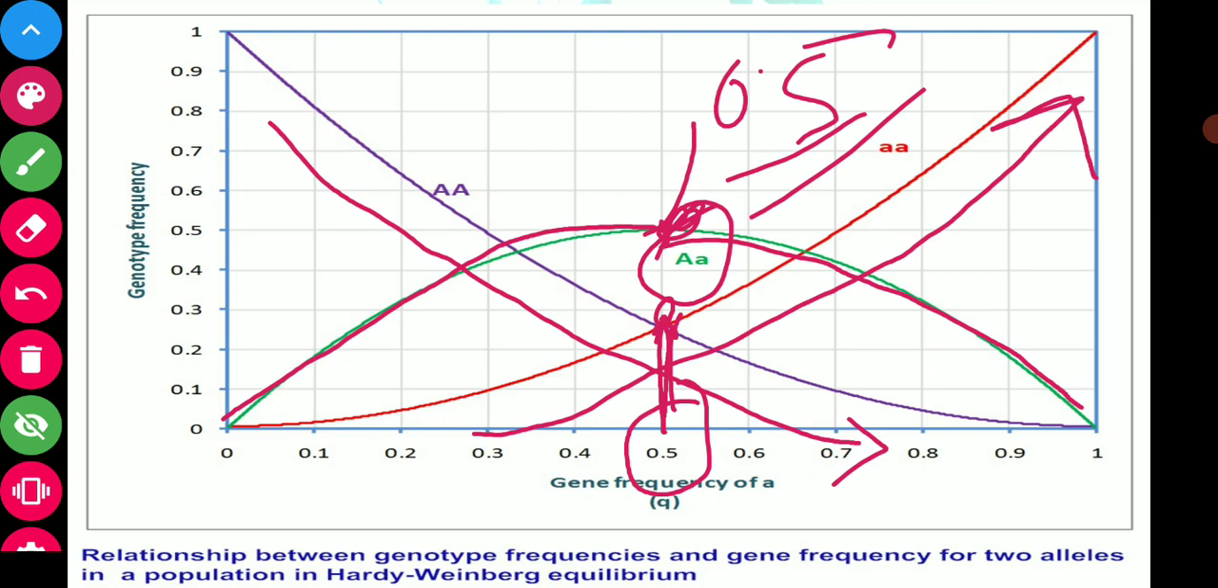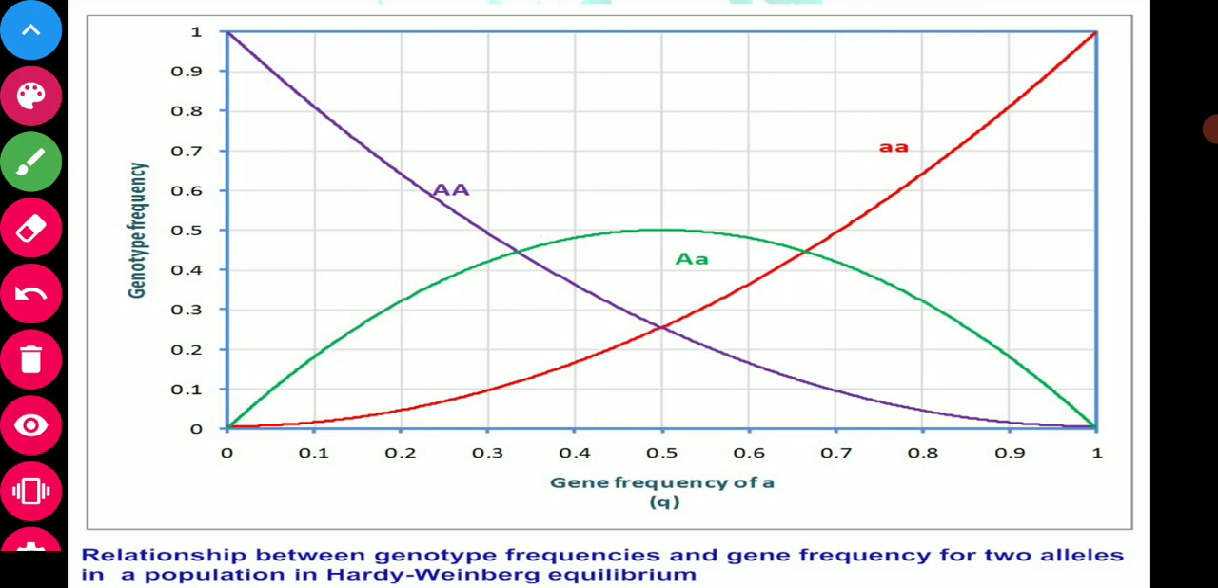In this way we have seen the properties of an equilibrium population, what properties a population will display when it is under Hardy-Weinberg equilibrium. I hope the properties that I have discussed today are clear to you.